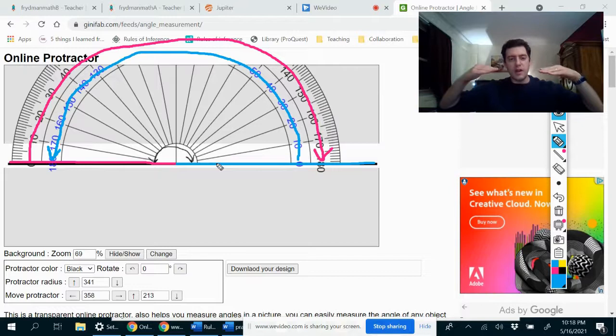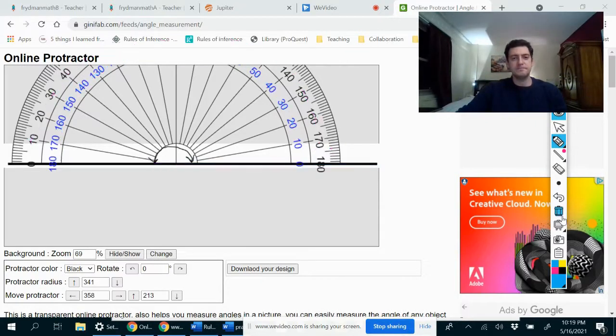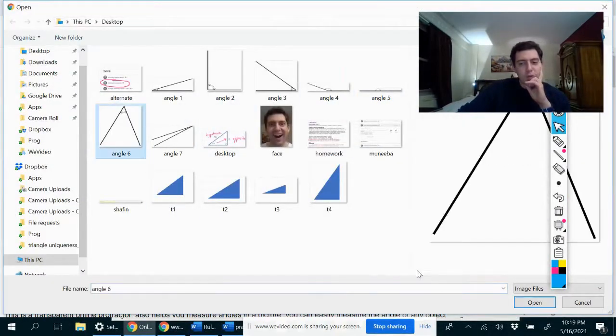When we see a straight line, that's 180 degrees. That's half of a full rotation. A full rotation all the way around a circle would be 360 degrees, and then halfway around the circle would be 180 degrees. That was number 5. Okay, 2 more.